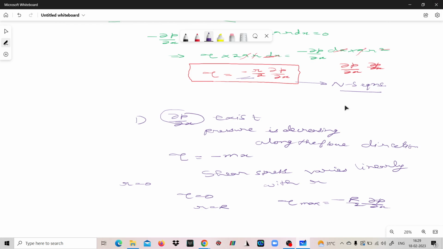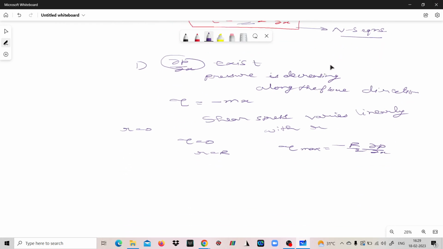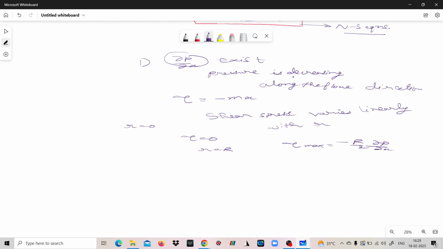And if you draw a qualitative figure, how will it look? It will look something like this. This is the pipe wall, this is the pipe center. If we are drawing the variation of shear stress at a particular section, then at the center it is 0, at the pipe wall it is maximum, and it varies linearly. Okay, so this is the variation of shear stress tau.